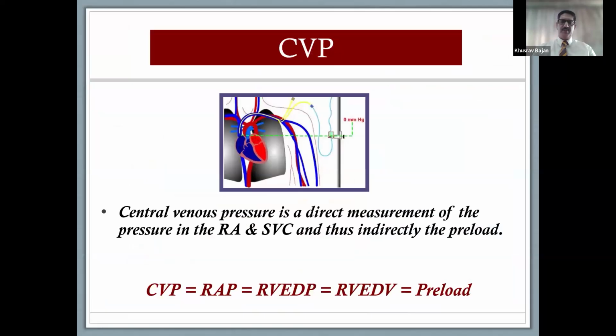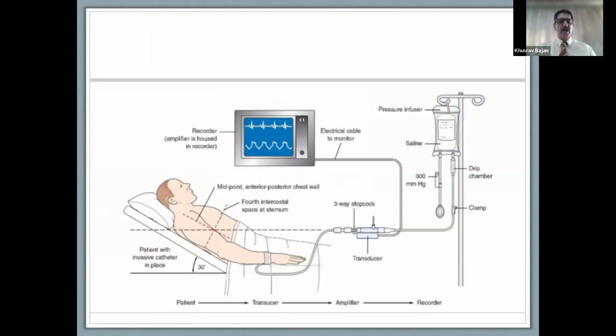We presume that the CVP that we look at is equal to the right atrial pressure, which is in turn equal to the right ventricular end diastolic pressure, which in turn is equal to the right ventricular end diastolic volume. And therefore, we presume that the CVP we are looking at is equal to the preload or the venous return, which is not really so. So we need to understand the limitations of the CVP reading as well. We definitely use central lines because we need to give vasopressors and inotropes, but as a monitoring tool, it is unfortunately a little weak.